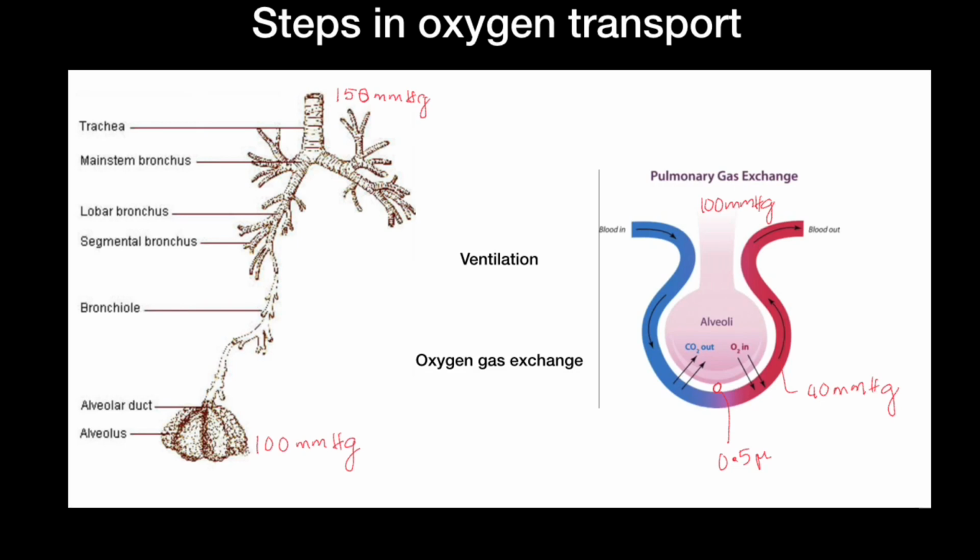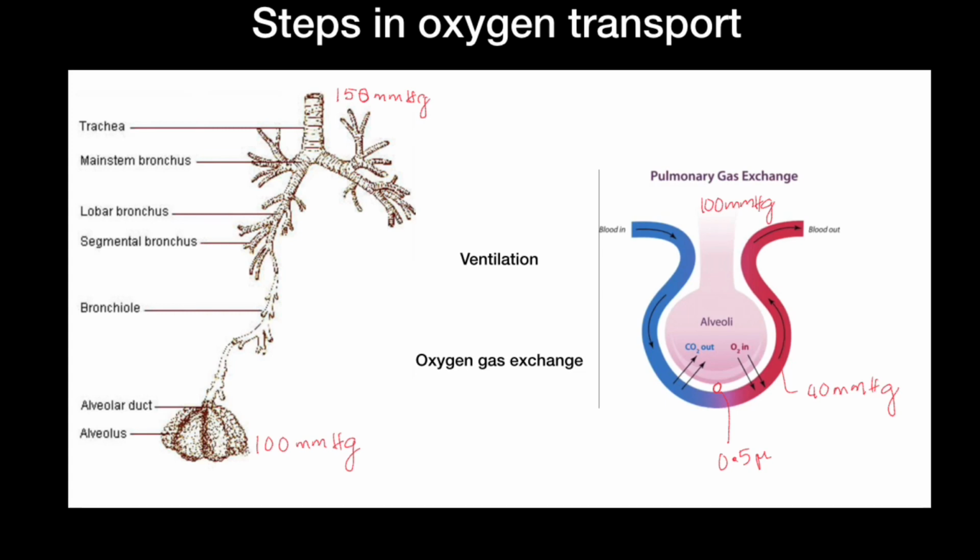Now, if you look at the pressure, the total atmospheric pressure is 760 and the water vapor pressure is about 47 in the trachea. So taking these two into account, the PO2 at the level of trachea is around 150. There's an equation where you take 760, which is the atmospheric pressure, minus the water vapor pressure, which is 47, into the concentration of oxygen, which is 21%, divided by 100. So you get 150. So this is the pressure in the trachea.